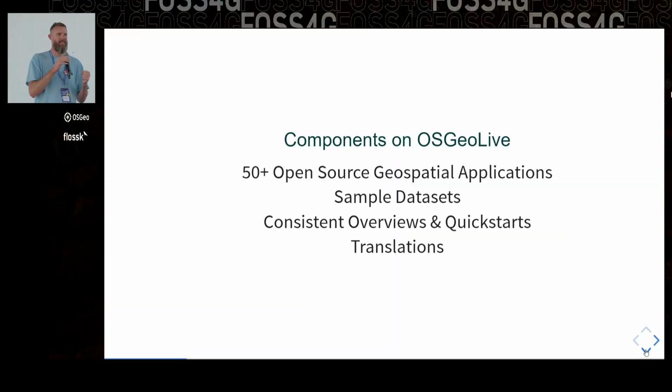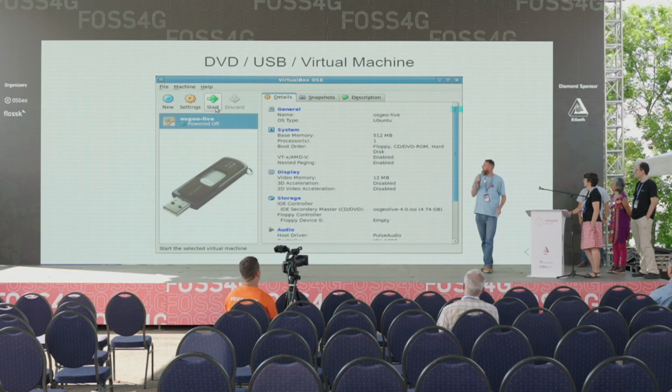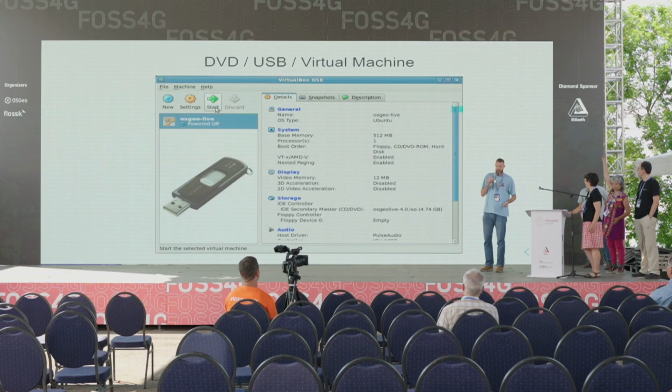And we also have a quick start, which is a quick tutorial that you can use within the OSGeoLive application. And each quick start uses a sample dataset we provide also within the distribution. So we have the applications and data and quick starts to start playing with the applications. And we also provide translations in more than 5 or 6 languages, plus English, of course.